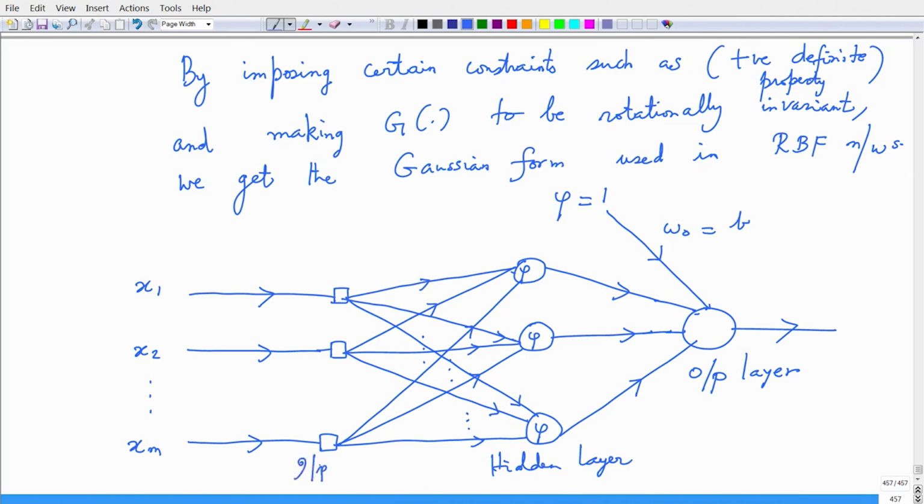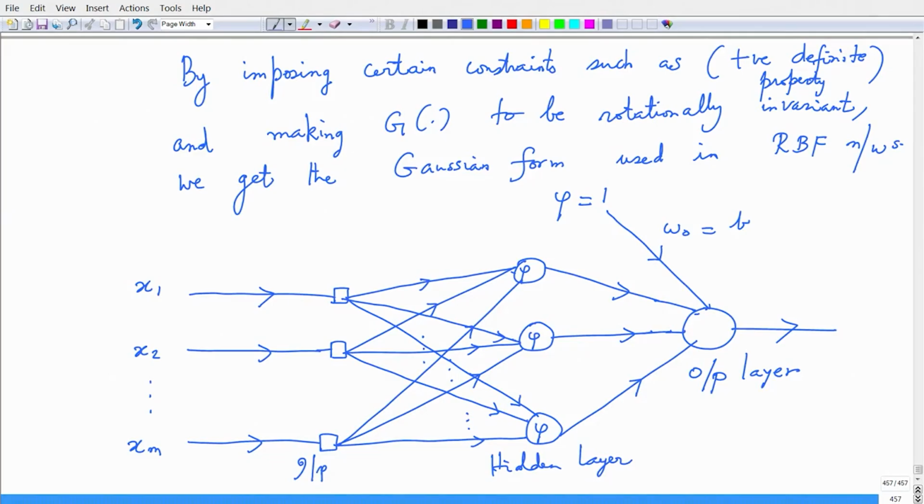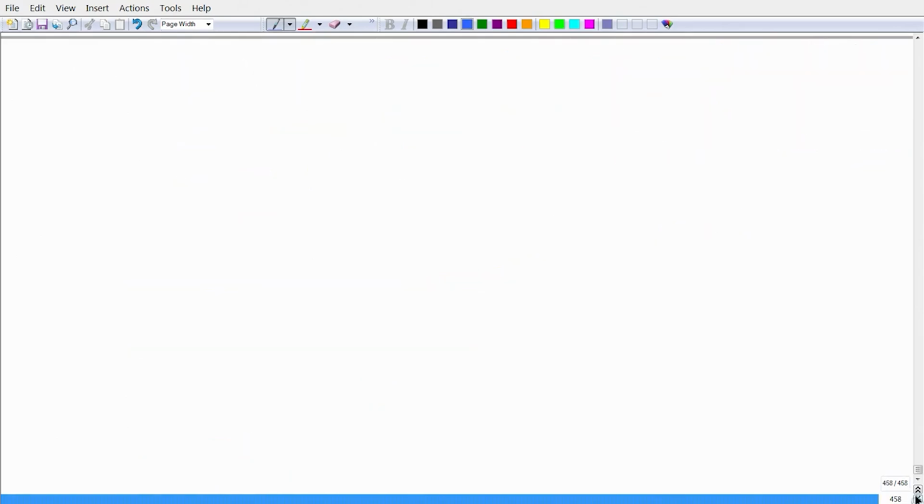So, the only difference was, instead of having a general Green's function, I have G represented by phi, which is basically acting on the norm of the vector x minus xi. Okay, that is the key difference. Now, let us see this from the approximation theory point of view, what desirable properties we need this regularization network to have. I will list 3 of them here.